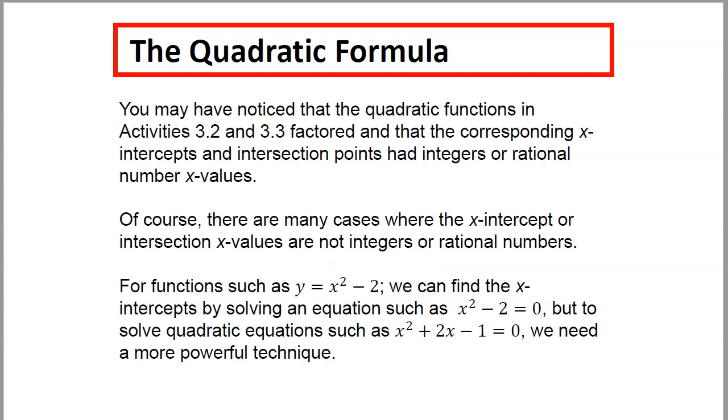You might have noticed that in our previous work, our quadratic functions factored and the corresponding x-intercepts and intersection points had integer or rational number x values. Of course, there are many cases where these x values are not integers or rational numbers. For functions such as y equals x squared minus 2, we can find the x-intercepts by solving an equation such as x squared minus 2 equals 0, as we previously did. But to solve quadratic equations such as x squared plus 2x minus 1 equal to 0, we need a more powerful technique.